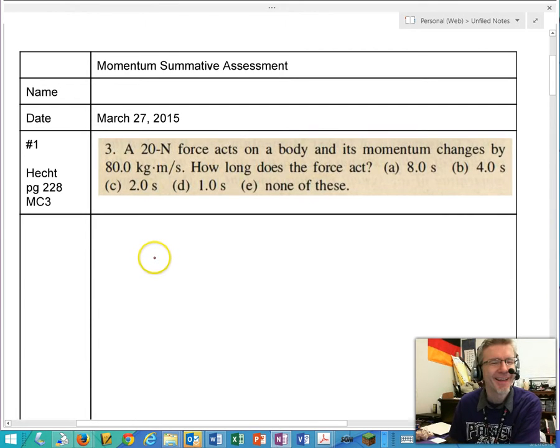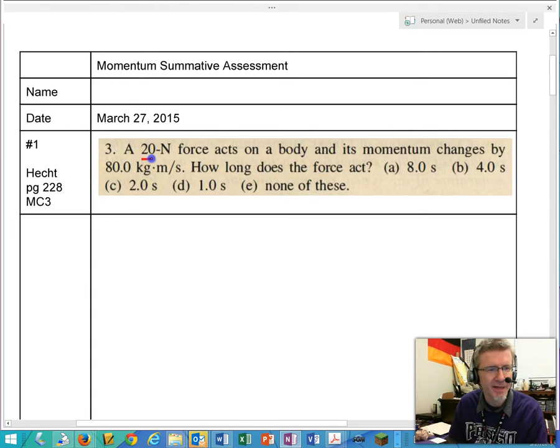Oh, hi. This is the momentum summative assessment. Start question number 1. A 20 Newton force acts on a body and its momentum changes by 80.0 kilogram meters per second. How long does the force act?